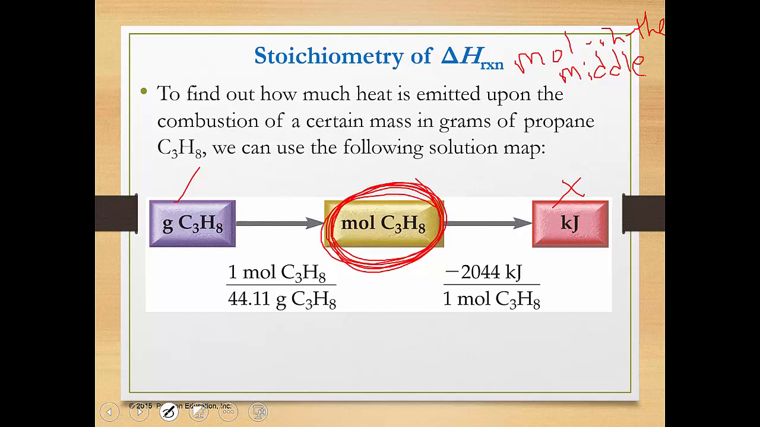Okay, so mole in the middle, remember that. You got to go through moles to get to anything. So the first thing I'm going to do is convert from grams to moles using the molar mass of propane. So when I look up 3 carbons plus 8 hydrogens, I find that it's 44.1 grams in 1 mole. Okay, once I have moles of propane, then I can convert to kilojoules using the coefficients in the balanced equation and the enthalpy. Okay, so that enthalpy can now be used just like a coefficient. There are negative 2,044 kilojoules for every 1 mole of propane, as shown in the balanced equation.